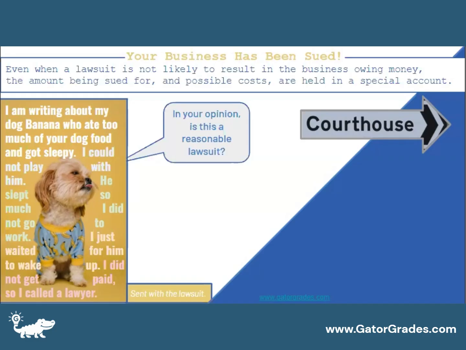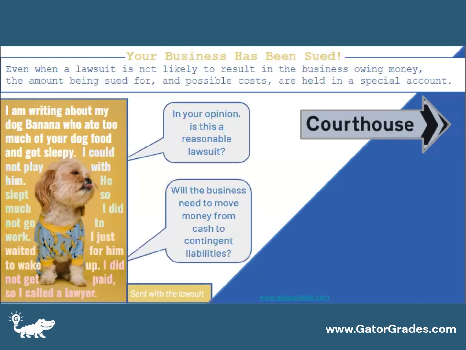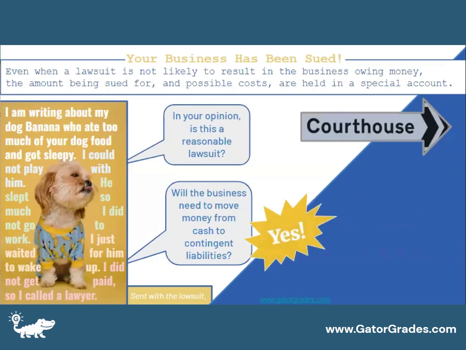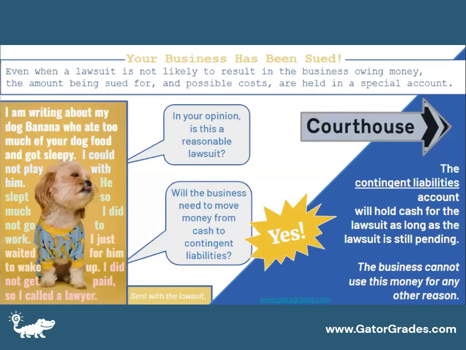Even when a lawsuit is not likely to result in the business owing money, the amount being sued for and possible costs are held in a special account. With this in mind, will the business need to move money from the cash account to the contingent liabilities account? Yes. The contingent liabilities account will hold cash for the lawsuit as long as the lawsuit is still pending and the business cannot use this money for any other reason.